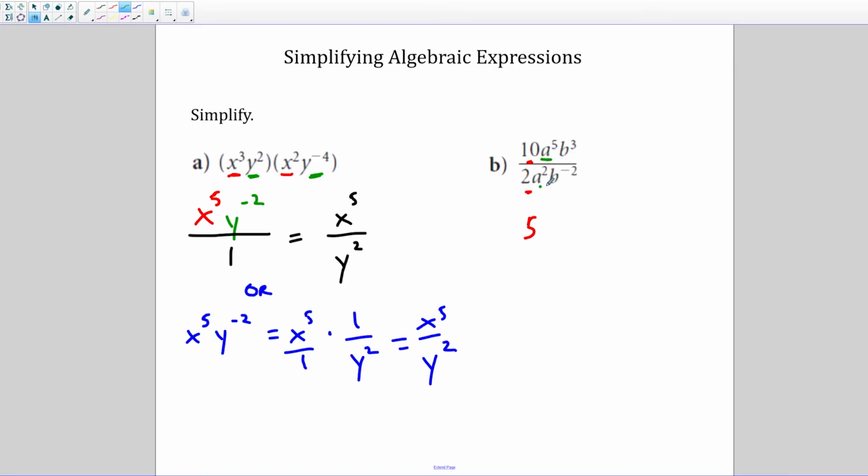Over here, I've got a to the power of 5 over a to the power of 2. So I've got a to the power of 3 since we're subtracting 5 minus 2. Last but not least, I'm going to take the b cubed and the b to the power of negative 2. I'm going to subtract 3 minus a negative 2. So that's really the same thing as 3 plus 2. And I end up with b to the power of 5.